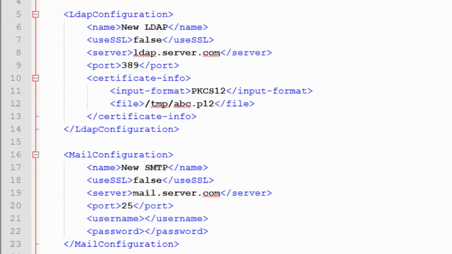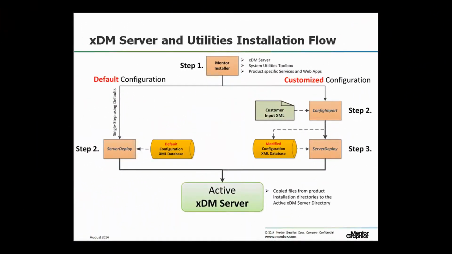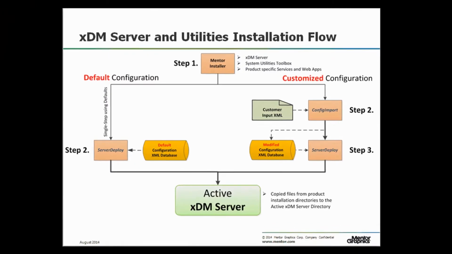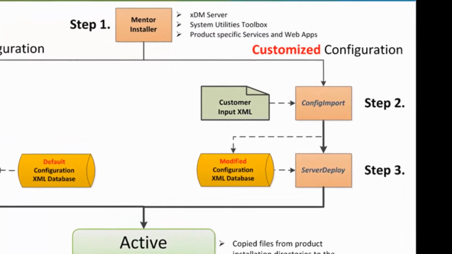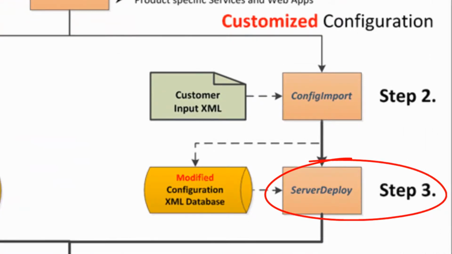I believe that by now you have the understanding how to modify the input XML file. Remember, you can import as many XML files as needed. All of the information is stored in a pending configuration file, but will not be used by the XDM server until you run the server deploy utility.